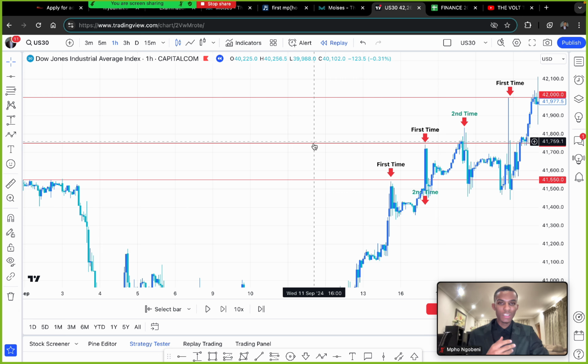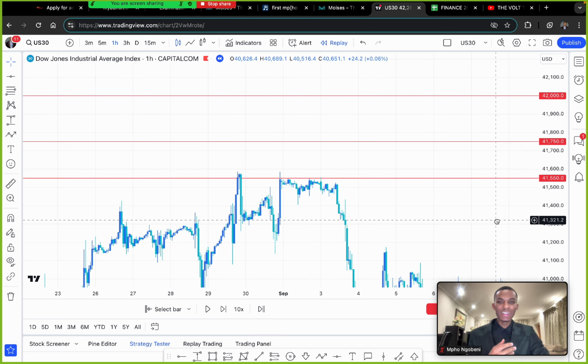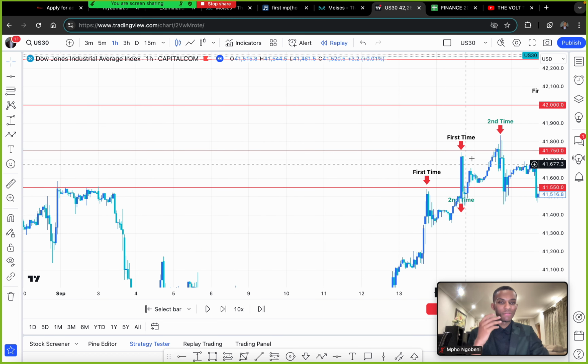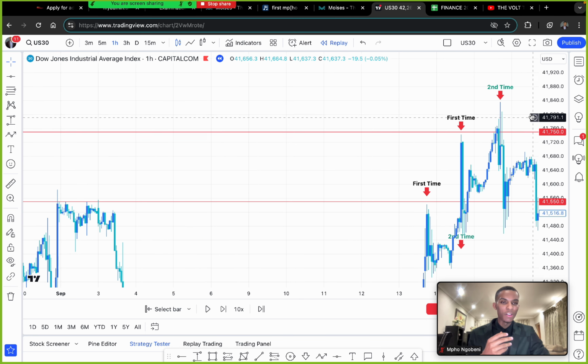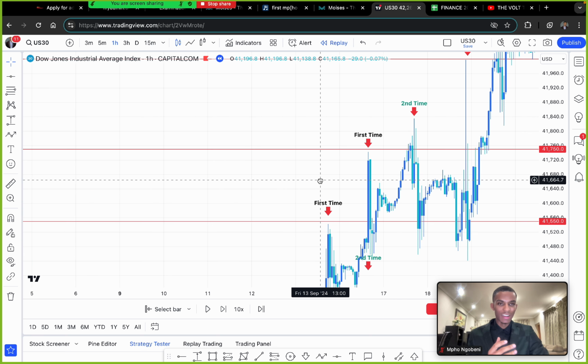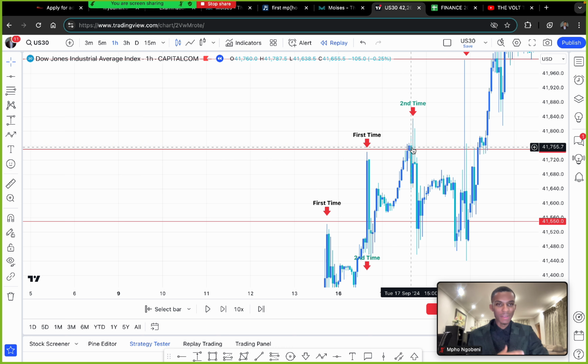But we see it came to this key level, and then it didn't come after a very long time. It did not come to this level. It was a new level. Then what's going to happen? It's going to act as a resistance. Market went down, and then it came for the second time. Market broke. See? And then it sold.